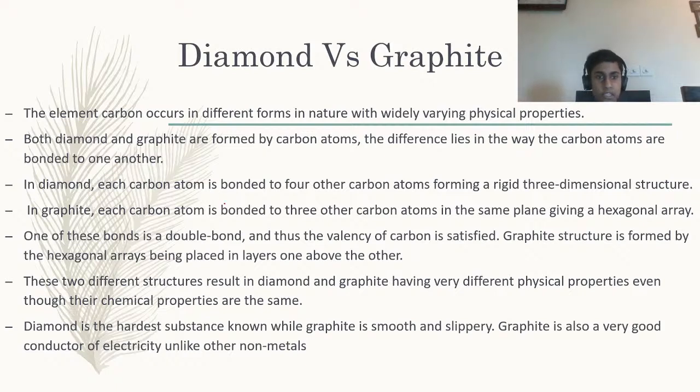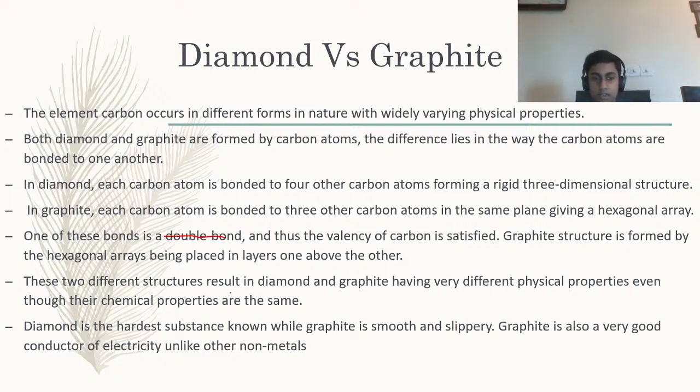In diamond, each carbon atom is bonded to 4 other carbon atoms, forming a rigid 3-dimensional structure. In graphite, each carbon atom is bonded to 3 other carbon atoms in the same plane, giving a hexagonal array, and they form layers. One of these bonds is a double bond, no, it's all single bonds, and thus the valency of the carbon is satisfied. In graphite, structures are formed by the hexagonal arrays being placed in layers one over the other. In both graphite and diamond, there are all single bonds.